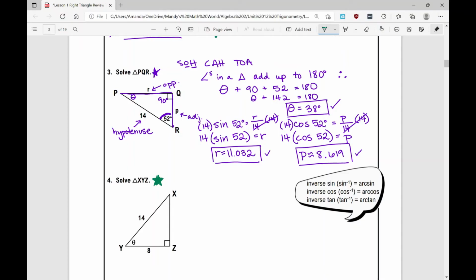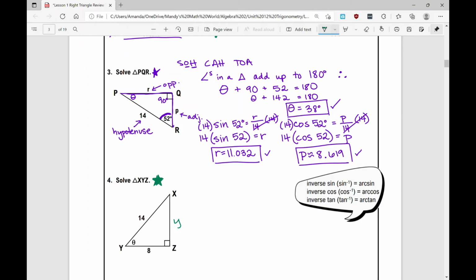Well, what I can do is label this missing side over here. I'm going to label it a lowercase y. Again, this is triangle XYZ, and since this is a capital Y over here, the side directly across from it is typically a lowercase version of the same letter. So we'll call the length of that side y.